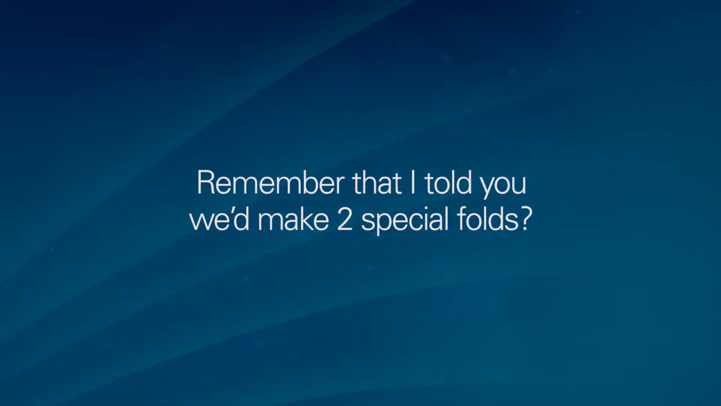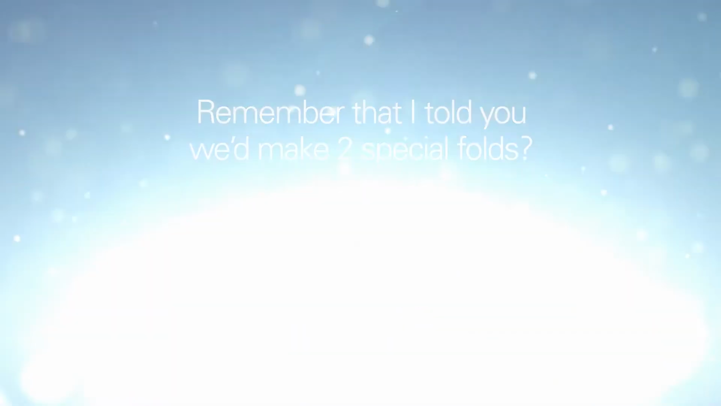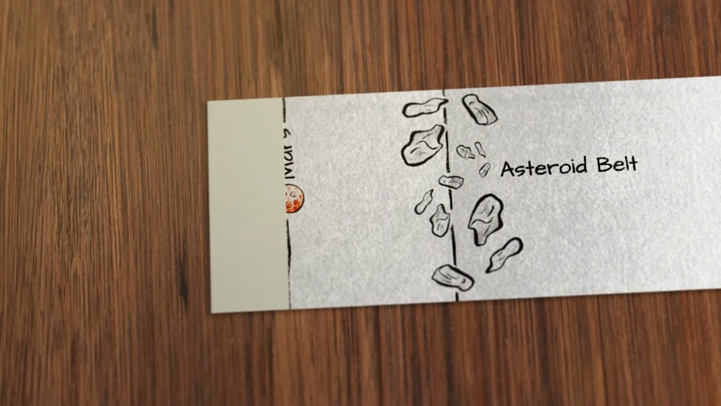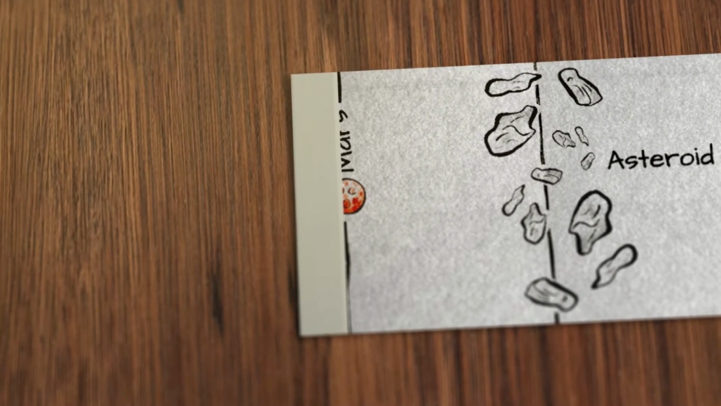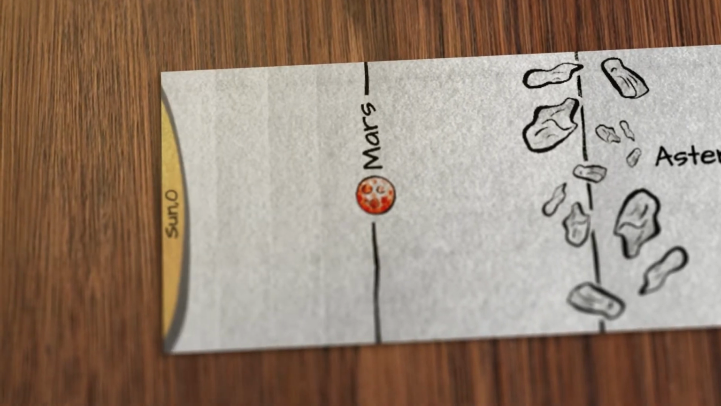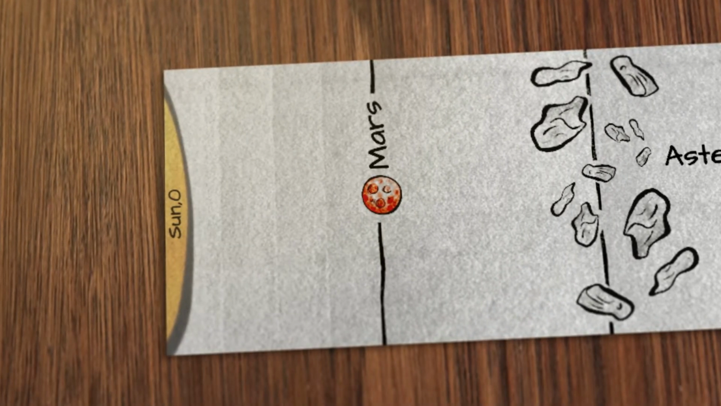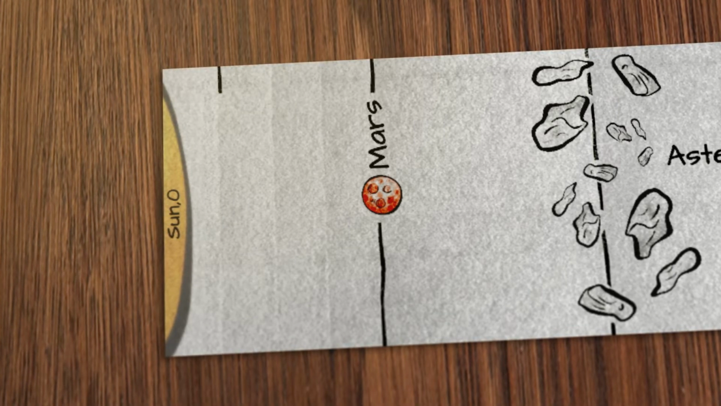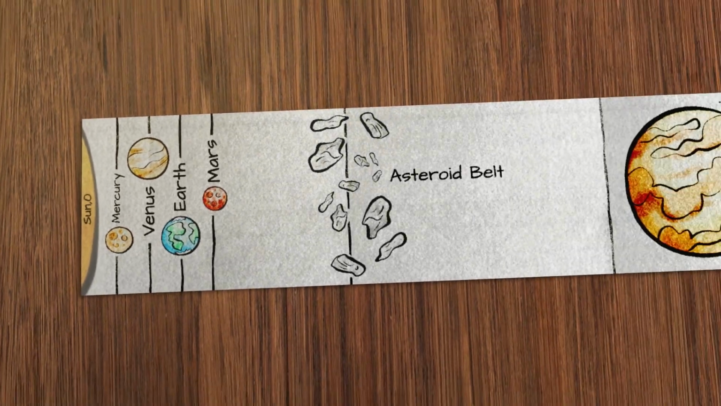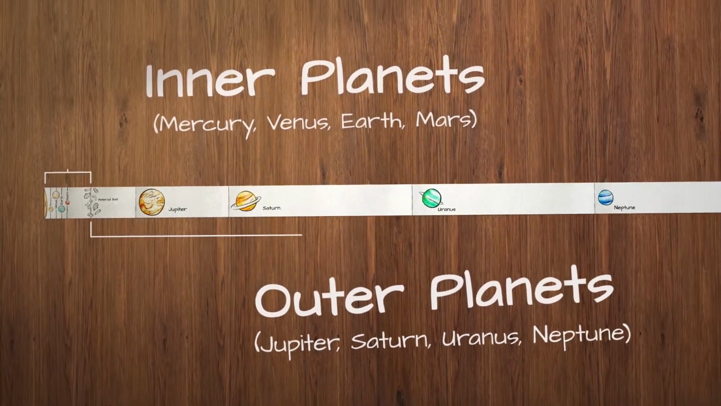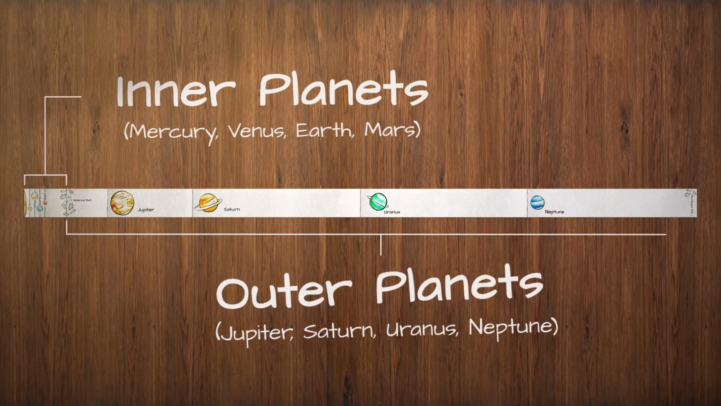Remember I told you that we'd make 2 special folds? Well, here's the second one. Fold the Sun to Mars, leave it folded, and then fold that section in half again. Make sure you crease it well. When you open it back up, you'll see 3 new folds. Draw a line for these 3 folds, one for each of the 3 planets closest to the Sun: Mercury, Venus, and Earth. Wow, I just realized where space gets its name. That's right. Many people are unaware of just how empty the outer solar system really is compared to how close, relatively speaking, the orbits of the inner planets are.